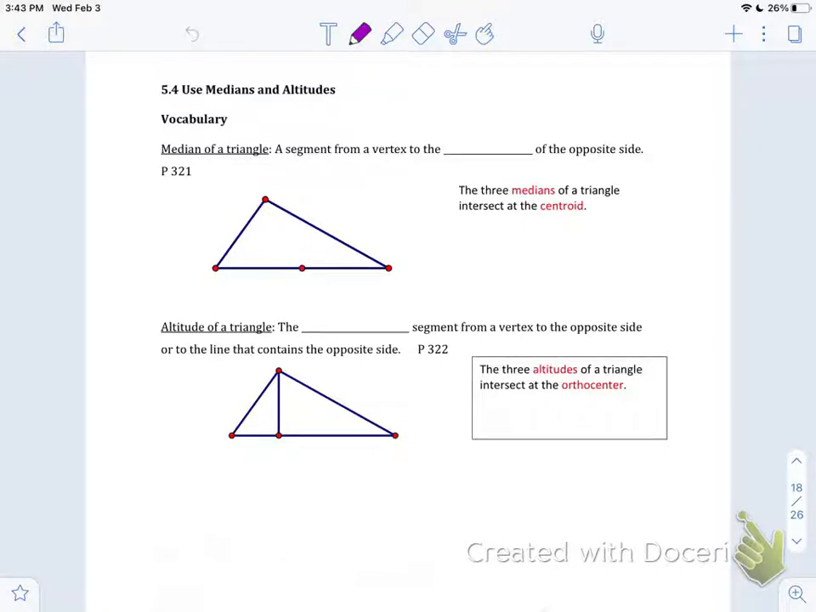Okay, in this video we're going to go over 5.4, which is medians and altitudes inside triangles. Okay, so starting with the vocab, a median, let me backtrack a little bit.